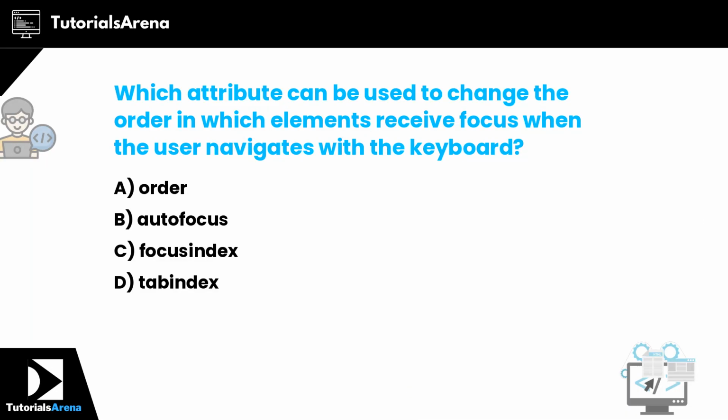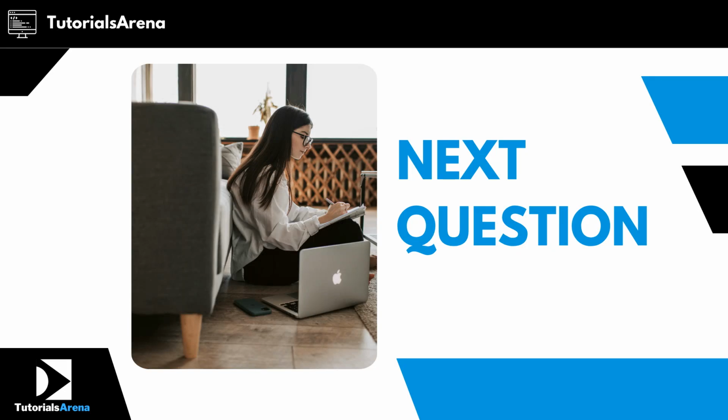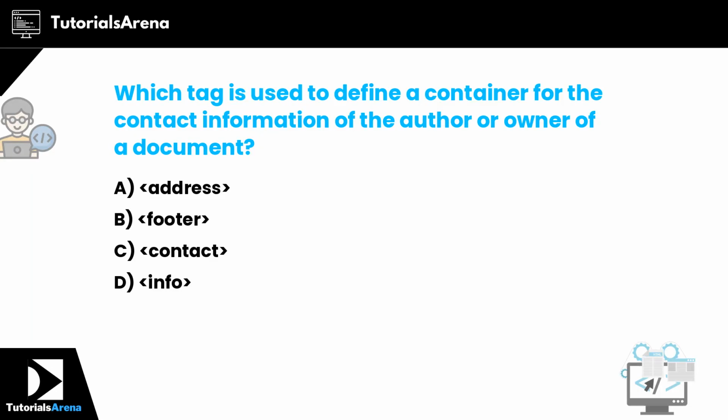Which attribute can be used to change the order in which elements receive focus when the user navigates with the keyboard? The correct answer is option D, tabindex. Which tag is used to define a container for the contact information of the author or owner of a document? The correct answer is option A, address.